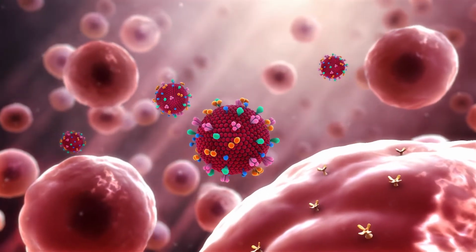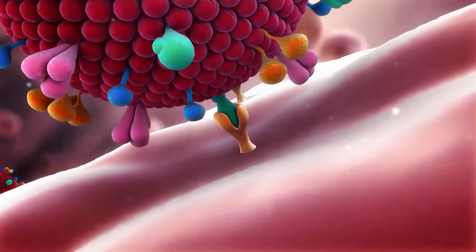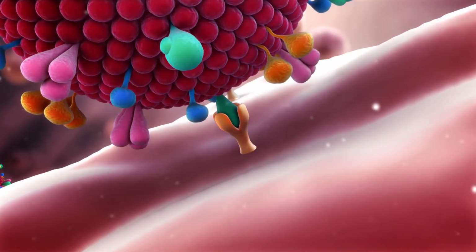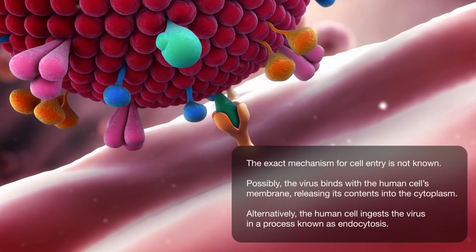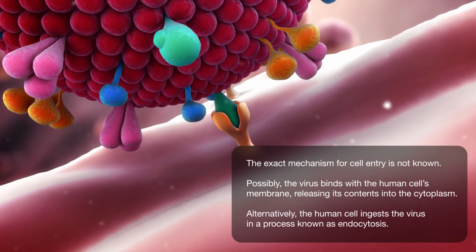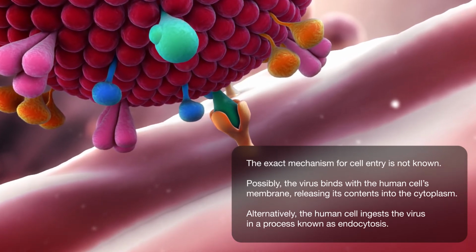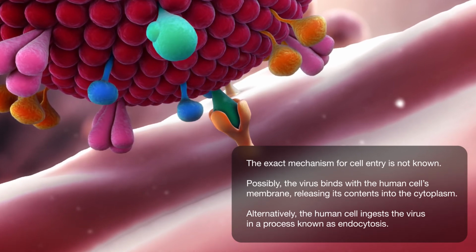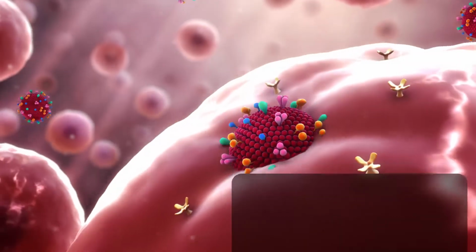The large S glycoproteins are used by the virus to gain entry to human cells. They attach to receptors on the cell membrane. This binding convinces the cell that the virion is not a threat, allowing the virus entry. The exact mechanism for this is not known. Possibly the virus binds with the human cell's membrane, releasing its contents into the cytoplasm. Alternatively, as shown here, the human cell ingests the virus in a process known as endocytosis.